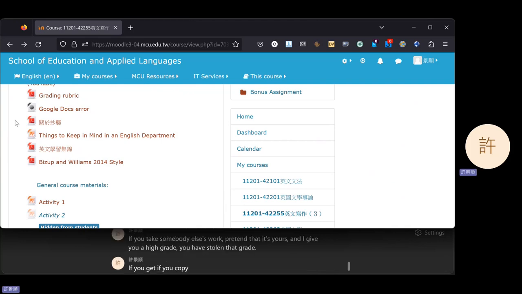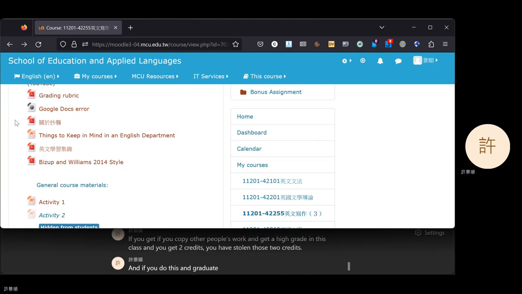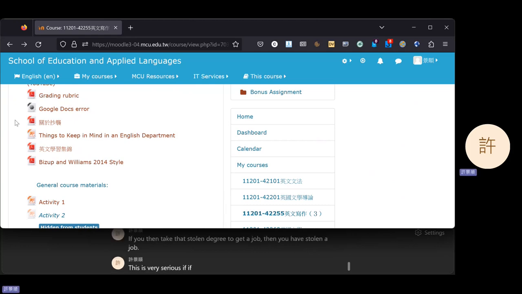If you copy other people's work and get a high grade in this class, and you get 2 credits, you have stolen those 2 credits. And if you do this and graduate, and you get a degree, you have stolen that degree. If you then take that stolen degree to get a job, then you have stolen a job. This is very serious. If I find out you are copying anything and you pretend that it's yours, I will give you a 0 on that essay. If somehow you manage to copy during the final exam, I will give you a 0 on that exam, even though I will be quite impressed.